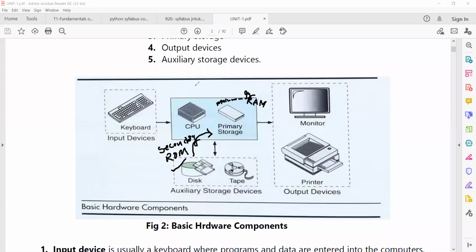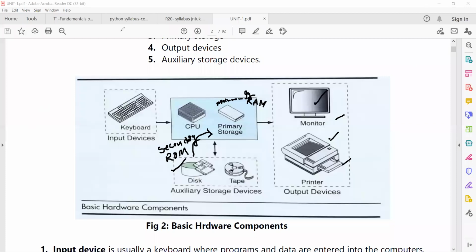So see the output devices. We have two output devices here, monitor and printer. Not only two, we have so many output devices, but in this diagram we are seeing only the monitor and printer. The monitor gives a soft copy of the data, and the printer gives a hard copy of the data. So these are the output devices. Overall, these all are basic hardware components.